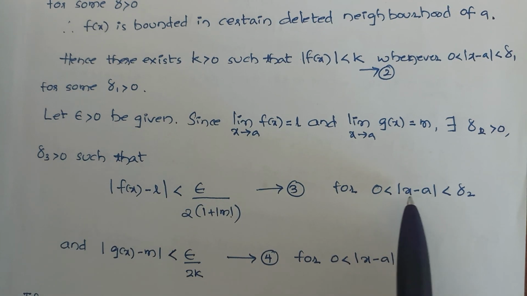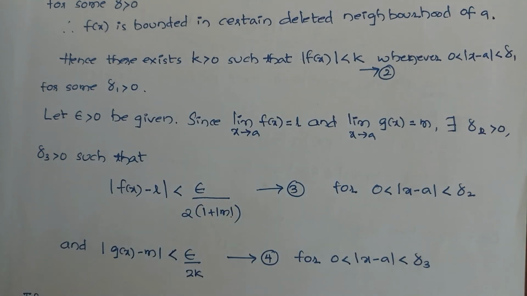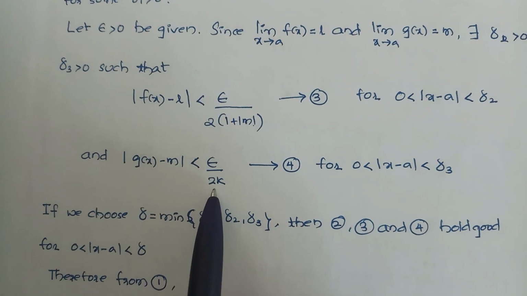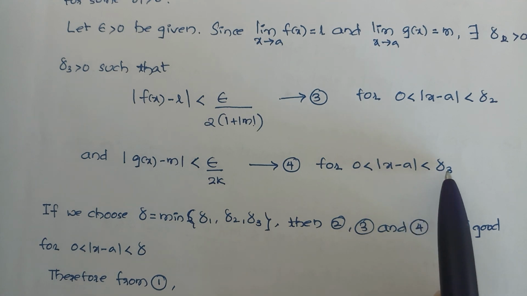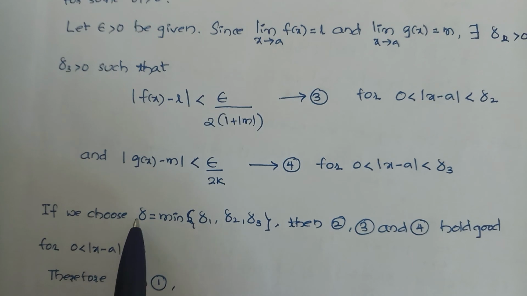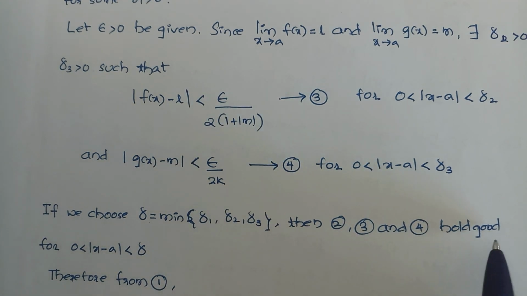Where 0 is less than modulus of x minus a is less than delta 2, and modulus of g(x) minus m is less than epsilon divided by 2k for 0 is less than modulus of x minus a is less than delta 3. So here delta 1, delta 2, delta 3 are there. I take delta equal to the minimum of delta 1, delta 2 and delta 3. Then from equations 2, 3 and 4, 0 is less than modulus of x minus a is less than delta.